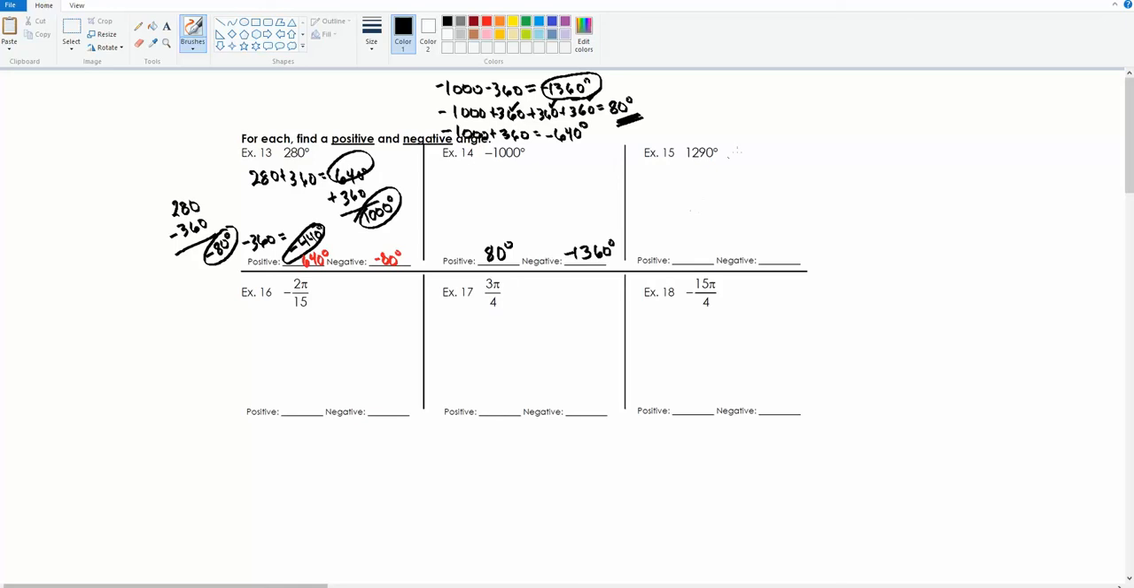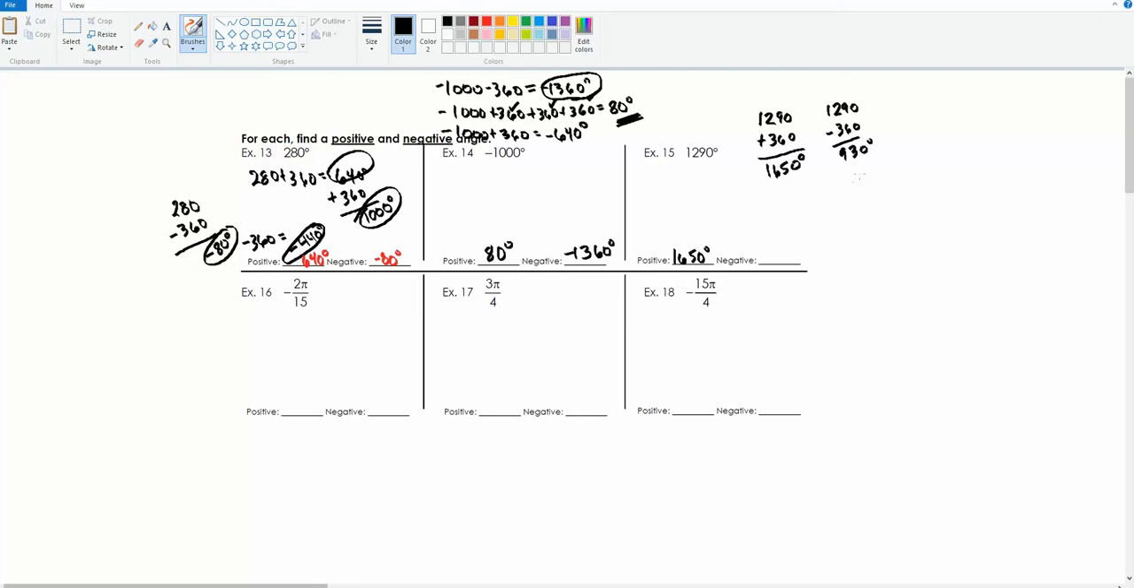All right, 1290. To find a positive one, we can add 360. 1290 plus 360, please make sure that you're following with your calculator, should be 1650. Well, that's one. But 1290 is so big that if you subtract 360, I get 930. And that one's still positive. So I can't fault you for giving me either one. Both of them are positive coterminals.